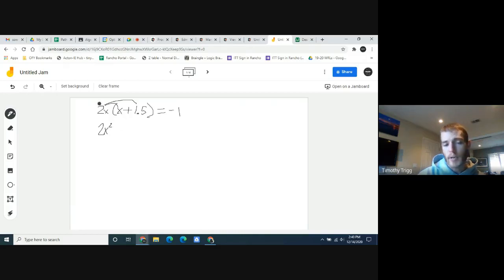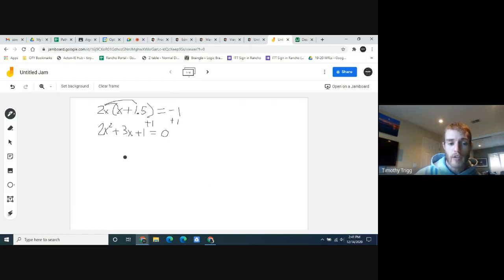Now what I would suggest is whatever I write on here, you should write on your own on a separate sheet of paper or on your own whiteboard. It'll help you understand it much better. But anyway, 2x times 1.5 is plus 3x. And then we have an equals minus 1. But I'm going to add 1 to both sides of the equation. And that way it'll be a plus 1 over here and equals 0. So generally speaking, you want it to be equals 0. If we're going to use the quadratic formula or factoring, you want it to be 0 on this side.